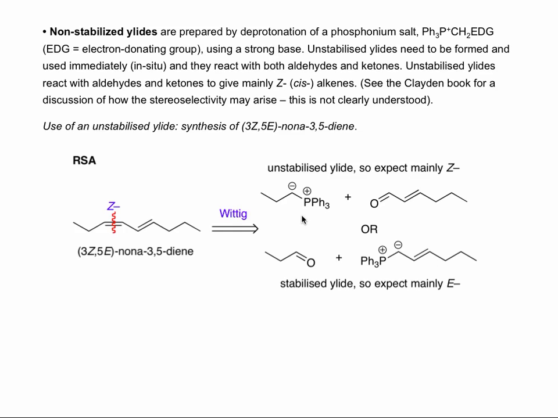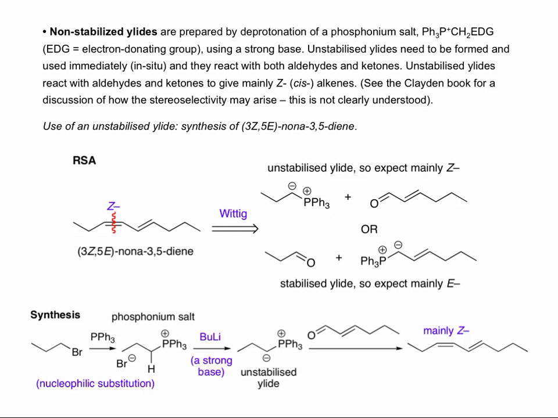Because this is an unstabilized ylide, when it reacts with the aldehyde, we'd expect to get mainly the Z alkene, so this will be the combination of reagents that we're going to use in this synthesis. So we start by making the unstabilized ylide in 2 steps.